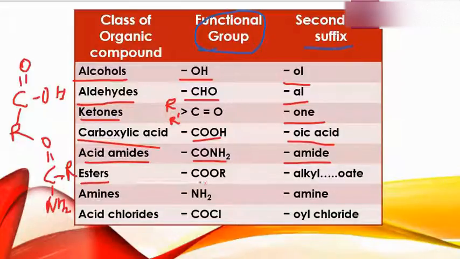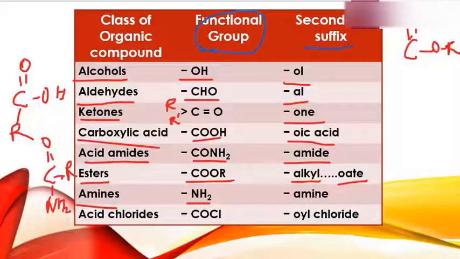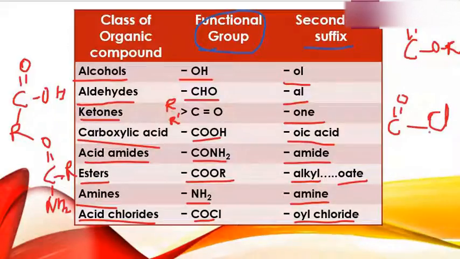Then we have esters, which is COOR, and we use C double bond O and R, and the suffix, first we have alkyl, then oate as the suffix. Then we have amines, which is NH2, and we use suffix as amine. We have acid chlorides, COCl, and we use oyl chloride, C double bond O and Cl. Similarly, we have acid bromides, and we use oyl bromide.